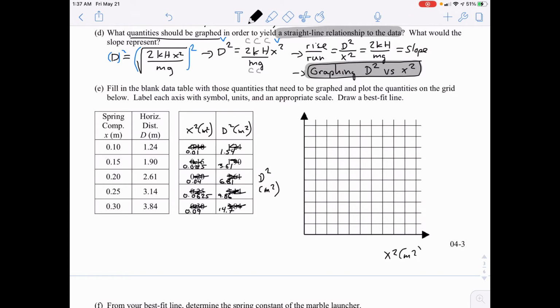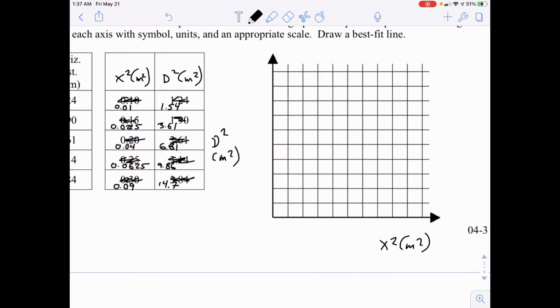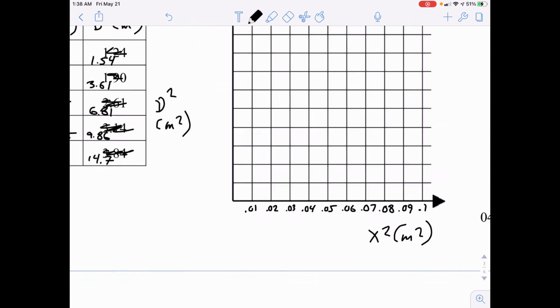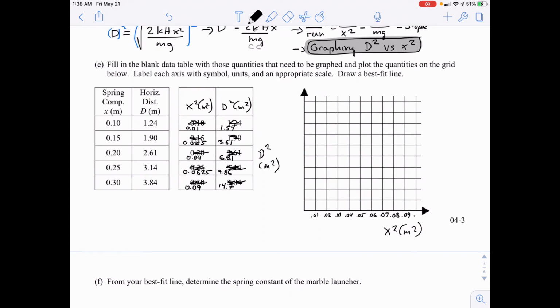Okay, so now, again, I'm plotting d squared on the x-axis in square meters, x squared on the y-axis, also in square meters. And look at your data. I'm going up to a maximum of 0.09. Since there's 1, 2, 3, 4, 5, 6, 7, 8, 9, 10 lines, it kind of makes sense that I would make each one about 0.01. So this would be 0.01, 0.02, 0.03, 0.04, 0.05, 0.06, 0.07, 0.08, 0.09, and 0.1. That would be the range, the scale, and the intervals of my x-axis.